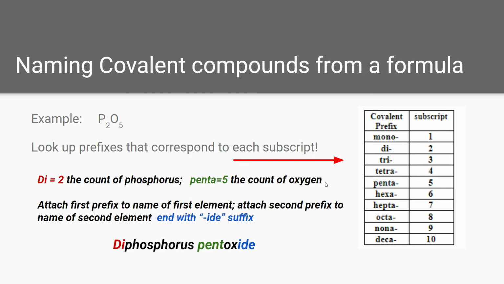Now notice that I dropped the A vowel sound before I attached it to oxygen. Occasionally you might see somebody write pentaoxide. If you do, I would not count that wrong, but it flows better leaving out a preceding vowel sound.